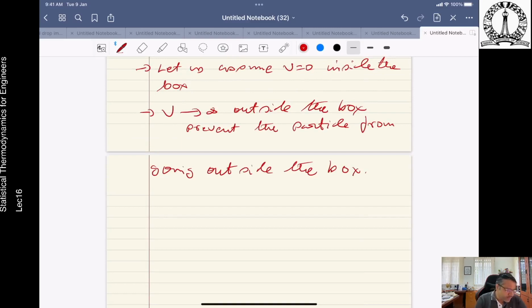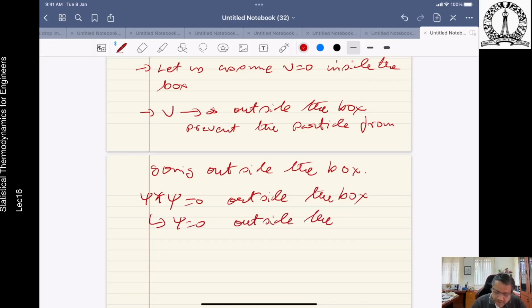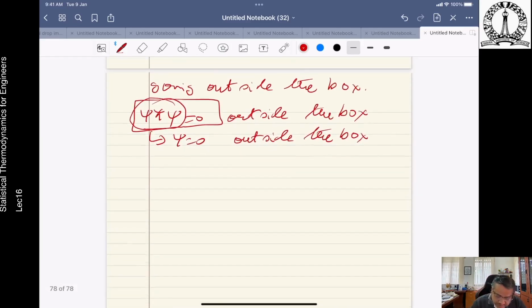So it essentially also translates to psi times its complex conjugate being equal to 0 outside the box. That is because if it represents probability, then there is no chance that the particle can be outside the box. It's an improbable event. It's 0 outside the box. We also assume psi equal to 0 outside the box. As we know, this represents a probability density function of the position of the particle, so this is 0 outside the box.